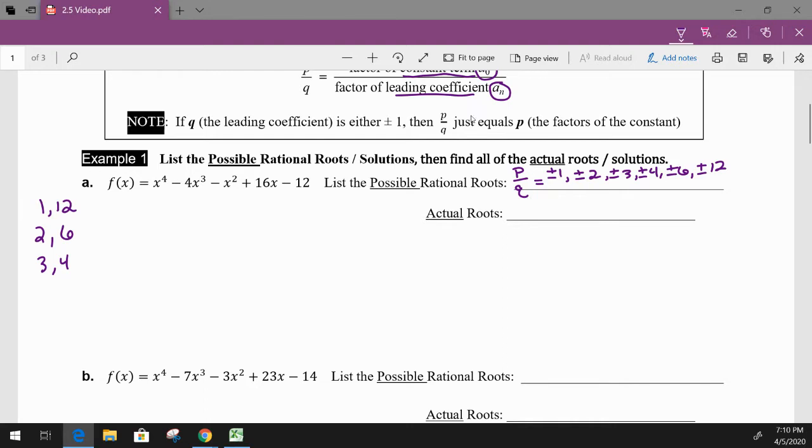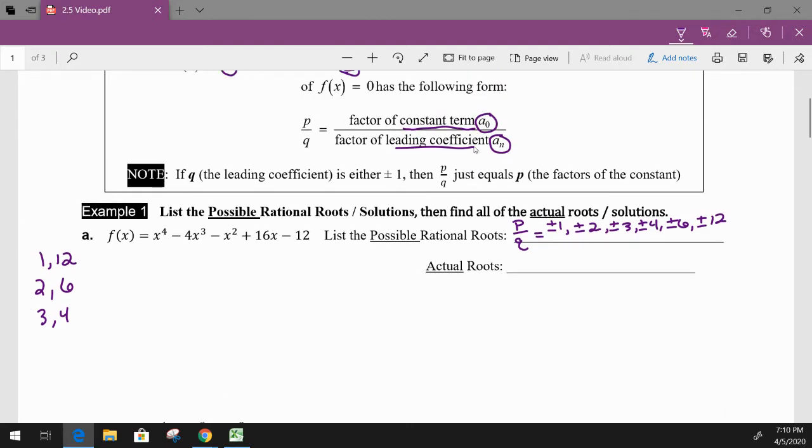Now the Q represents the factors of your leading coefficient. Well, if there is no number in front of your leading term, then your leading coefficient is one. So the factors of one are just positive or negative one. So if I'm dividing any of these factors of 12 by positive or negative one, then they're not really going to change. So I'm going to rewrite this here as my possible rational roots because I don't have enough room to simplify this.